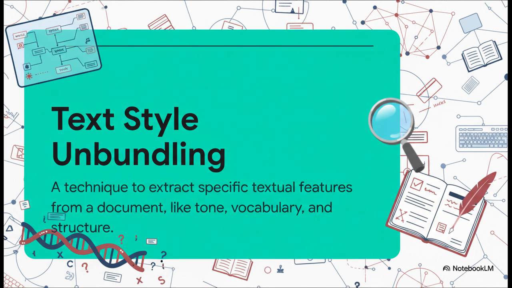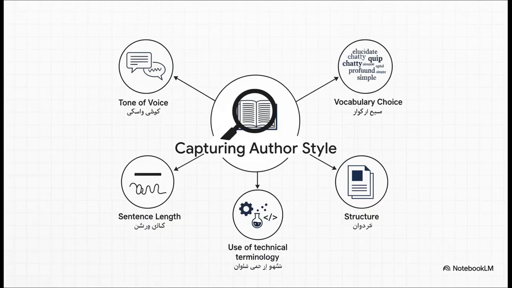We're not just looking at the words they use, but how they use them. And we're looking at some very specific things. What's the tone? Is it formal, super casual, maybe a bit witty? What kind of words do they use? Are their sentences long and flowing, or are they short and punchy? Do they use a lot of subheadings? By breaking down these elements, we can build a detailed blueprint of the author's style to hand over to the AI.